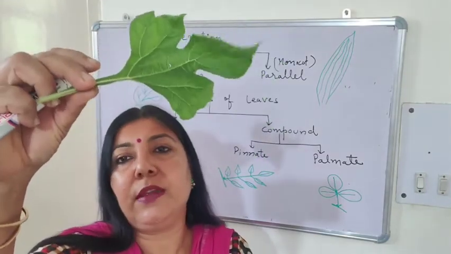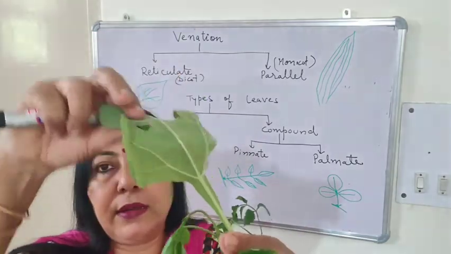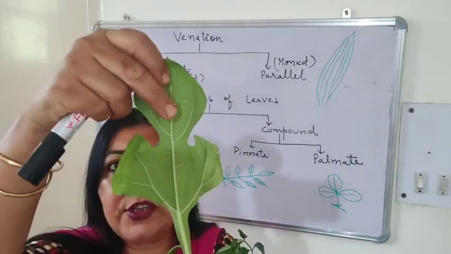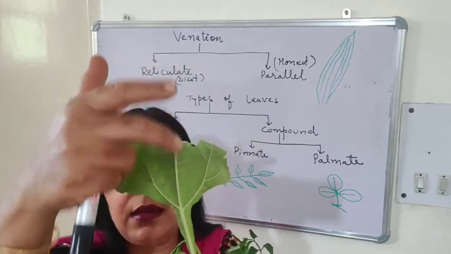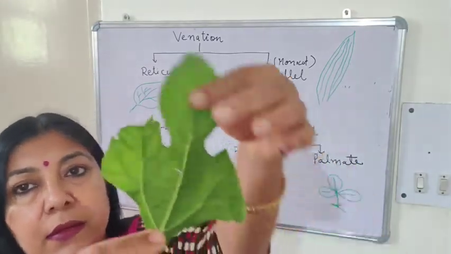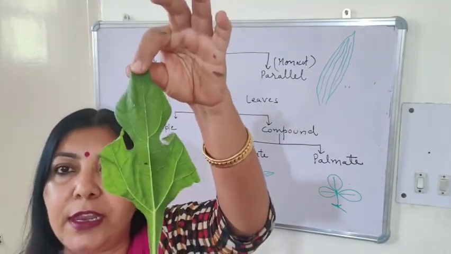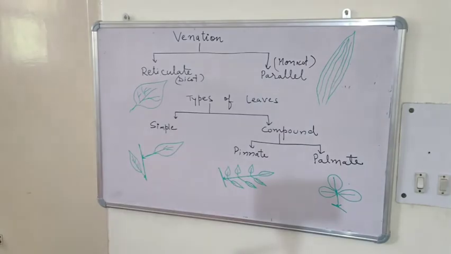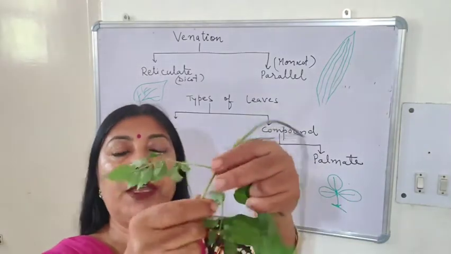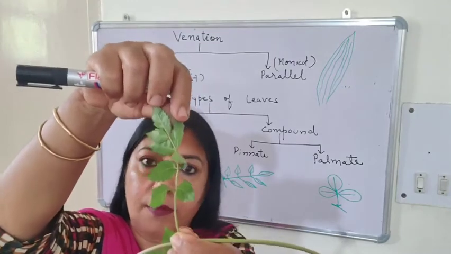This is a simple leaf. Why? Because incisions are there, but these incisions are not touching the midrib. They are just culminating here only. So this is also a simple leaf, whereas this becomes a compound leaf because the incisions are touching the midrib.